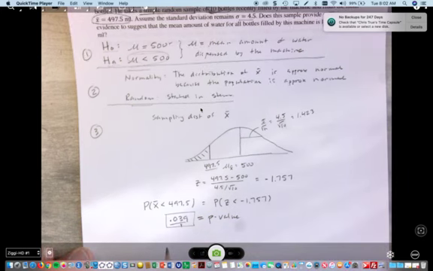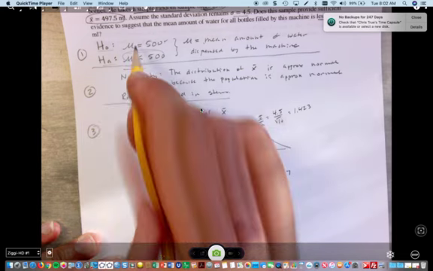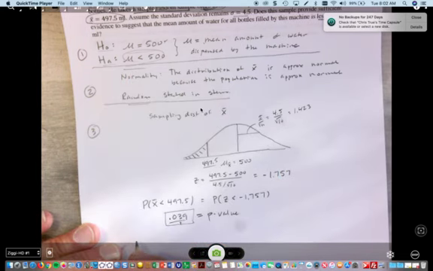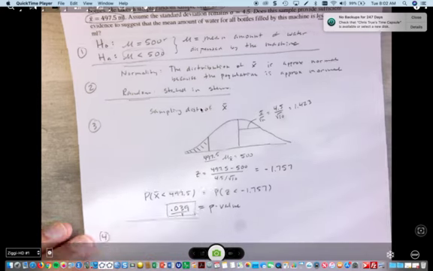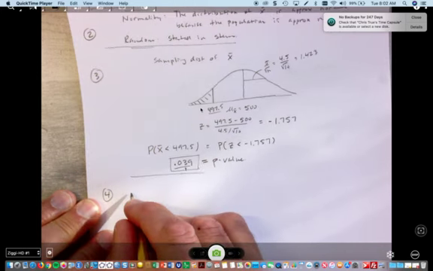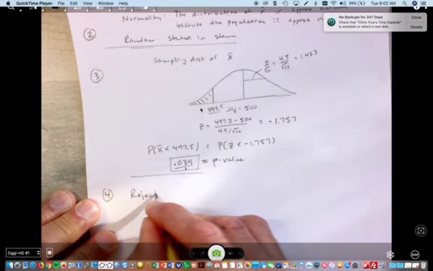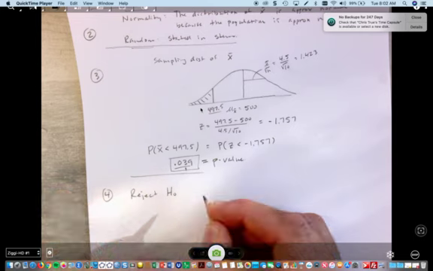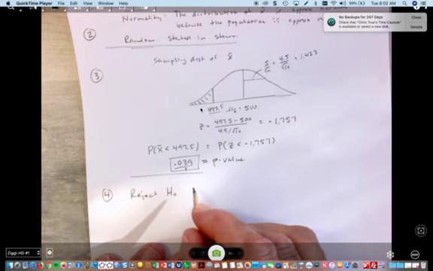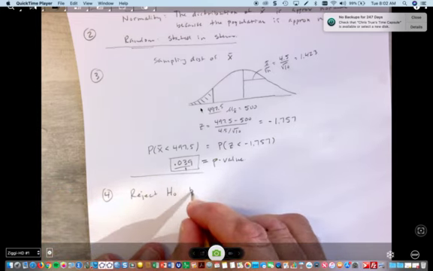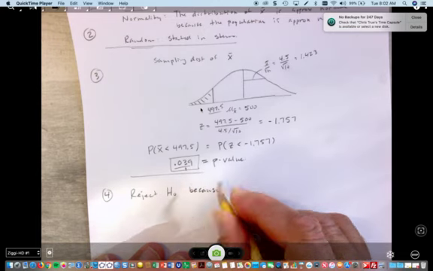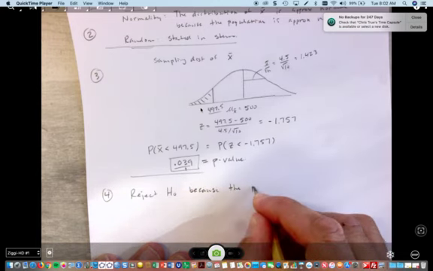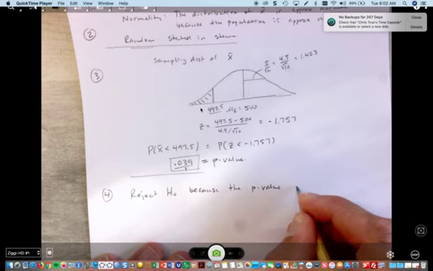We're going to say, what do we think about the null and the alternative hypothesis? If this p-value is a small number, our decision is, number one, to reject the null hypothesis. The fourth step of a hypothesis test is the conclusion, or the decision. So my decision is I'm going to reject the null hypothesis, because the p-value is small.